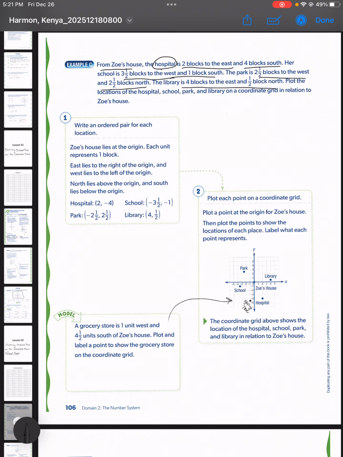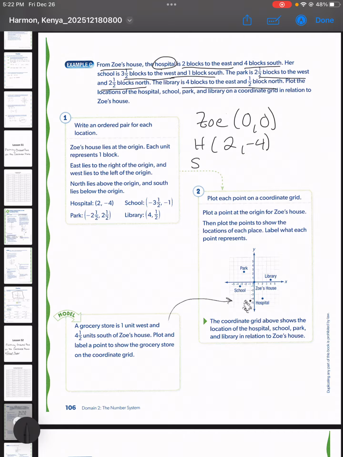Zoe's house is where we start. And on the coordinate plane, the place where we start is the origin, which is 0, 0. So Zoe, we don't want to forget that, is 0, 0. When we're talking about the hospital, it says that it's 2 blocks to the east. So if I'm starting at Zoe's house and I'm going east, that means I'm going to the right, which is positive. And 4 blocks south, that means I'm going down, that makes it negative.